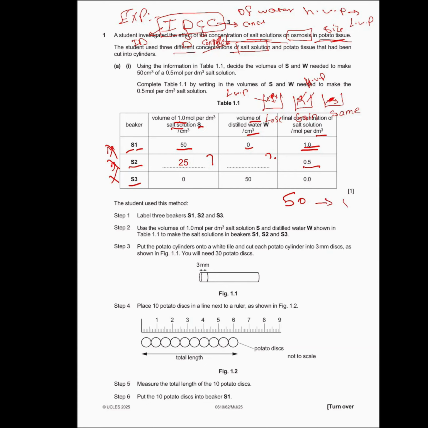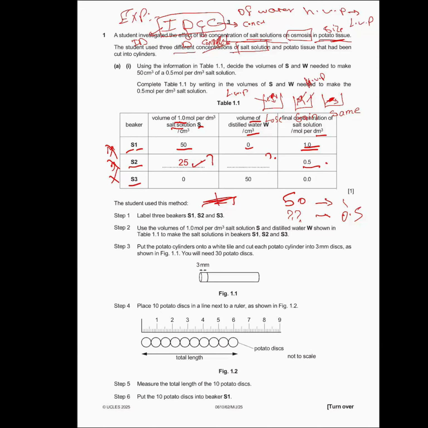So the question comes like this. What if the final concentration of salt solution was 0.5? So what is the volume? Cross multiplication. Do you get it? Just the cross multiplication. When you compensate, it will be 1, okay? You just cross multiply and you get the 25, okay?